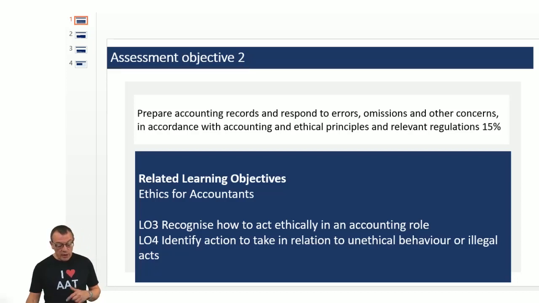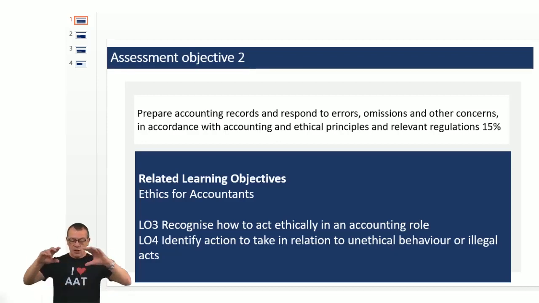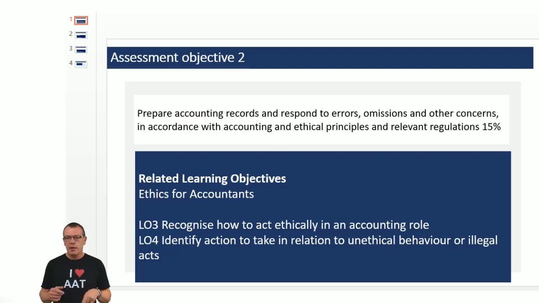Now what I have in front of me is the assessment objective for task 2, and what is expected of you here is to prepare accounting records and respond to errors, omissions and other concerns in accordance with accounting and ethical principles and relevant regulations. So that is the overall assessment objective. Now 15% of the marks for section 1 are based around this. So there are 15 marks available for this type of question. And this is how it's allocated. Section 1, 45 marks, and section 2 has 55.